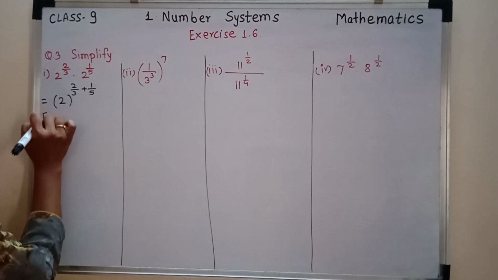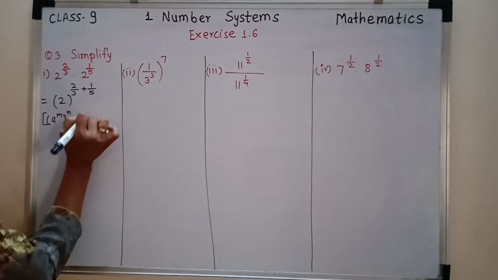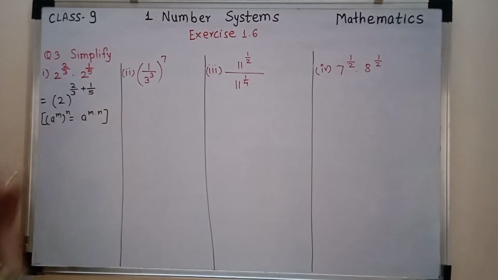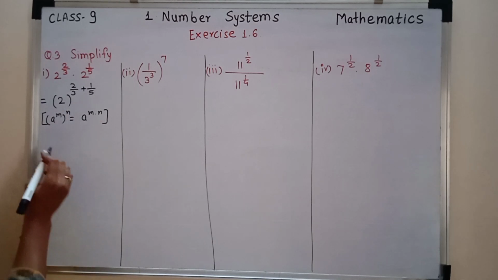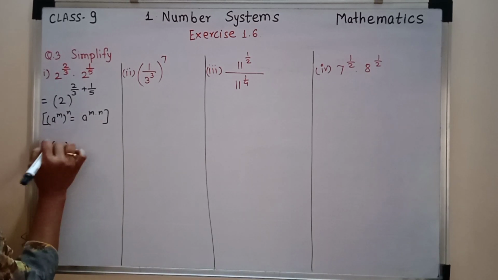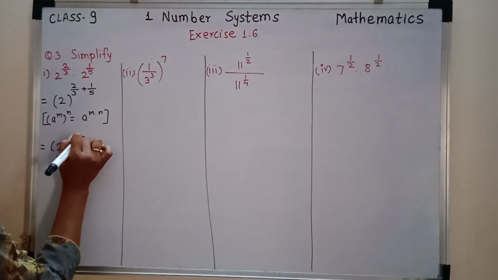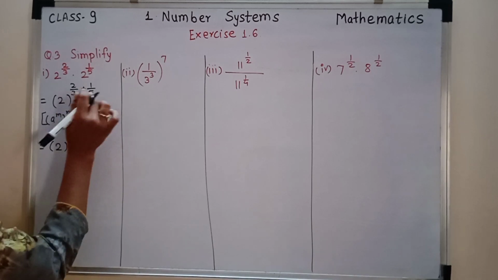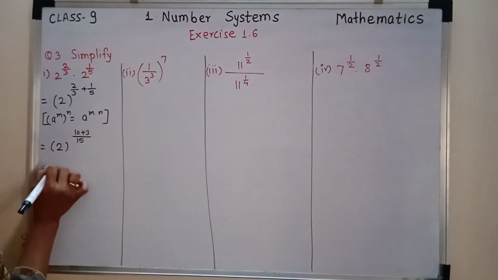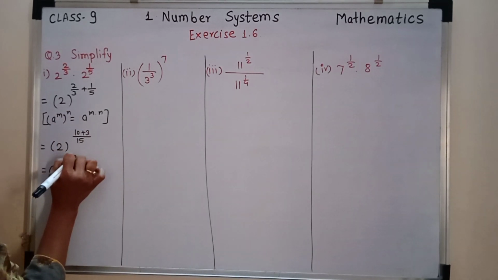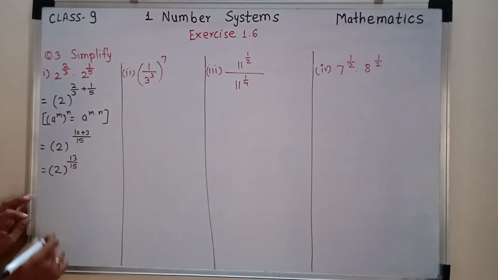Which law do we use? We should write that law. Here we have to add, so we should take the LCM of both the numbers. So it will be 2 raised to LCM, which is 15, and this is 10 plus 3. So this will give us 2 raised to 13 by 15, and the answer is 2 raised to 13 by 15.